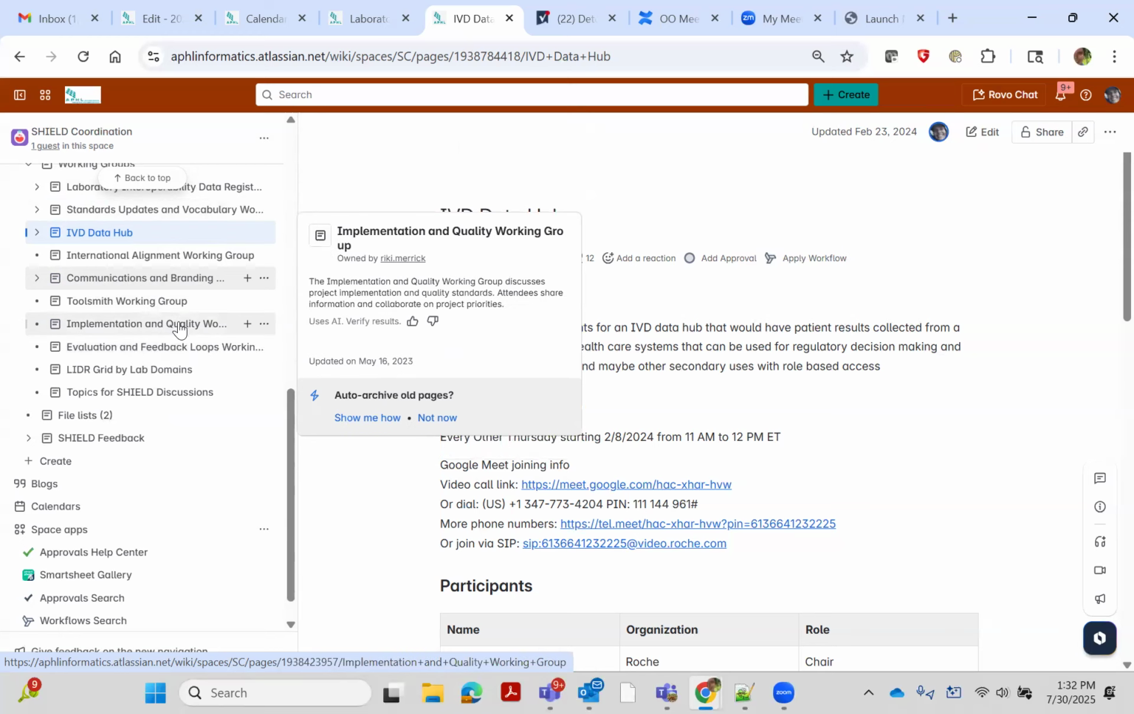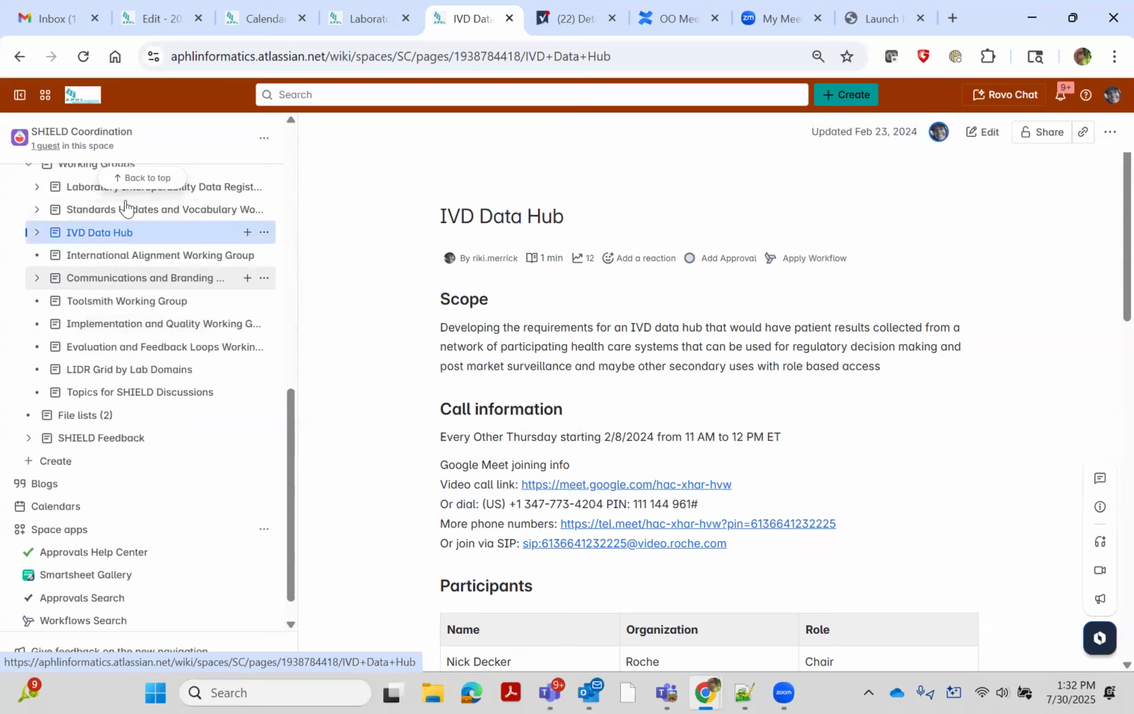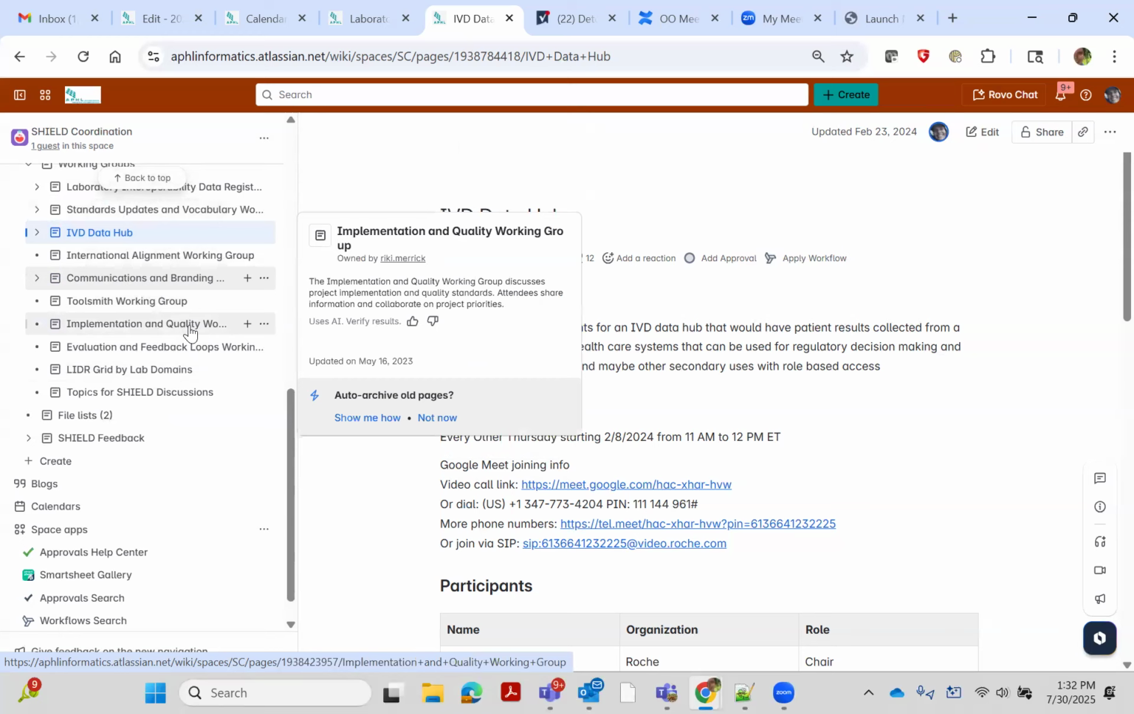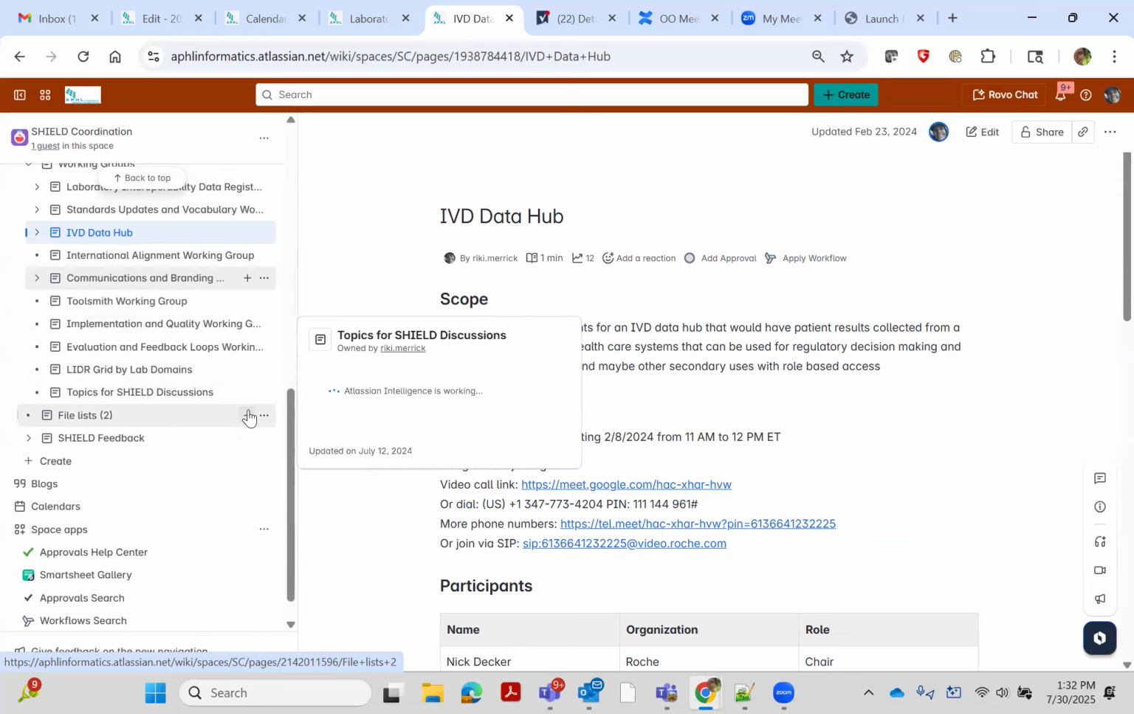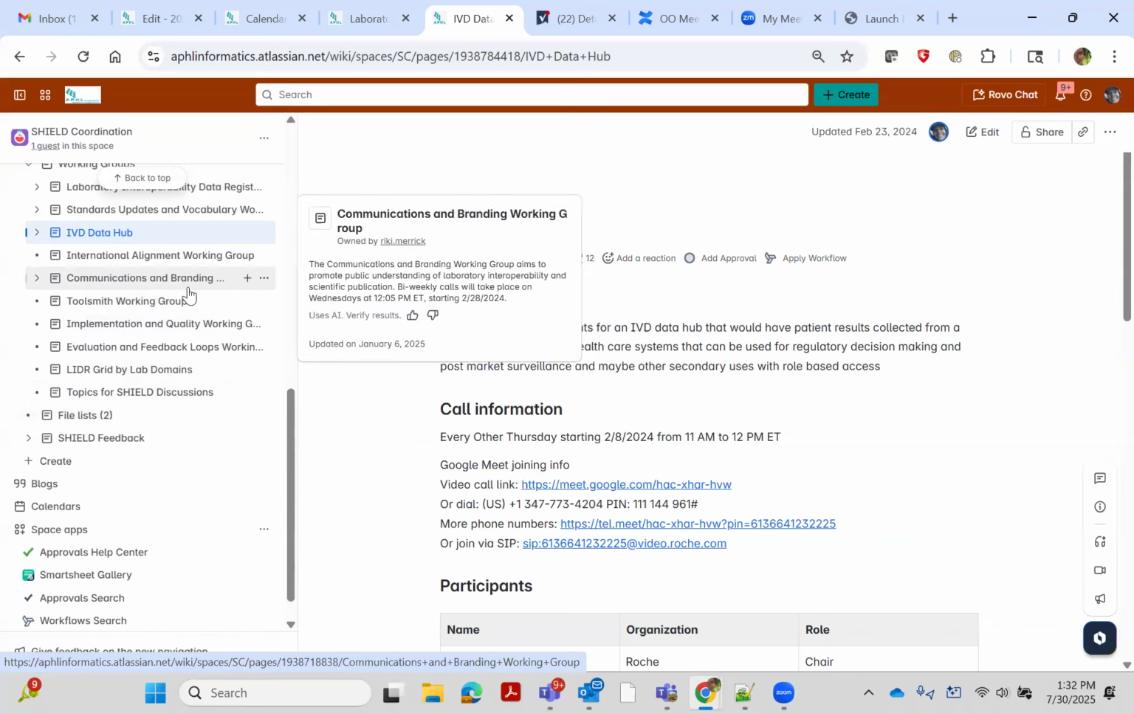And same with the implementation and quality working group. So, once one of these things is actually live, we could test and see, are people using it? How are they using it? What can we make better? So that's kind of where we are.